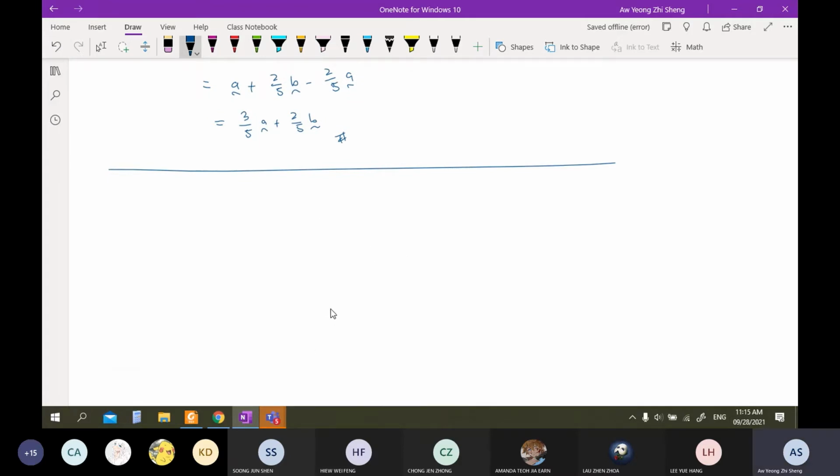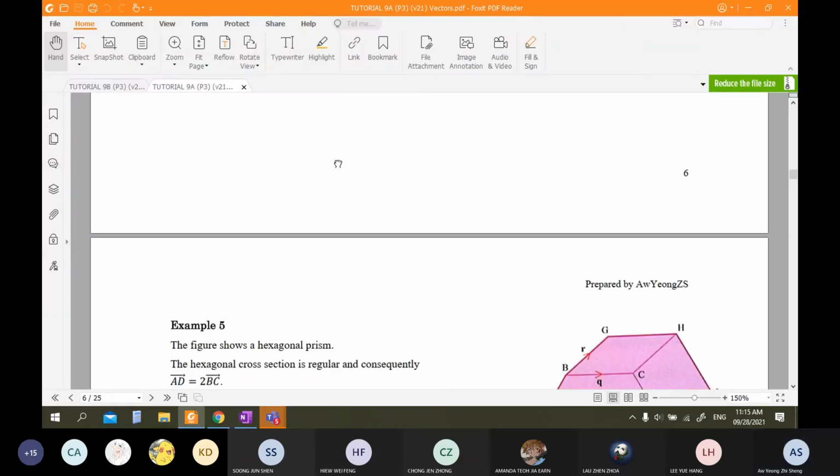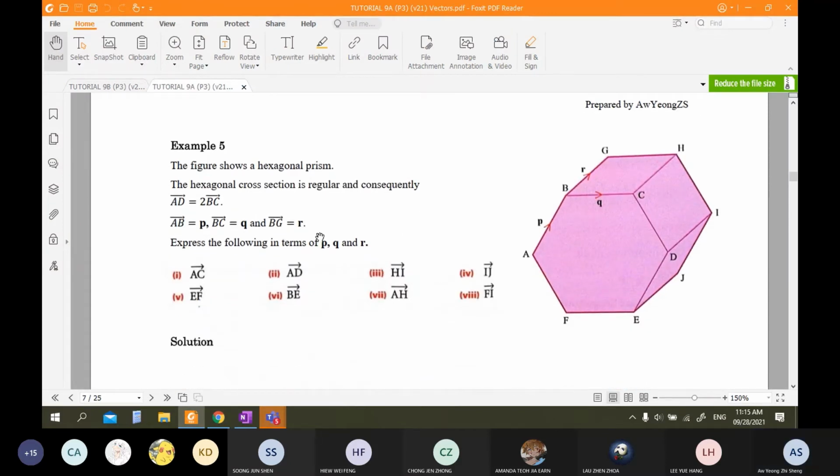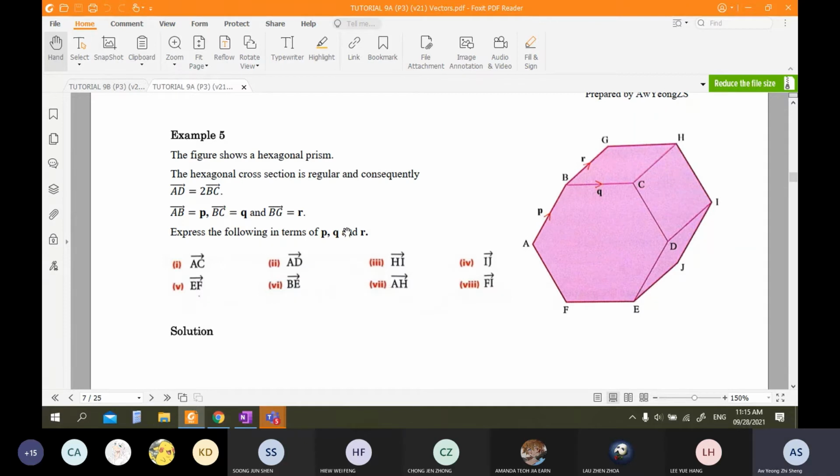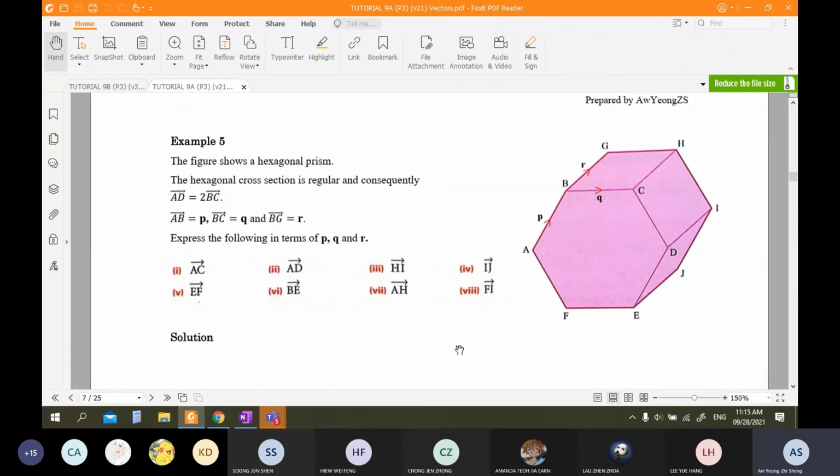Next, moving to example 5. This is just for you to practice looking at a three-dimensional diagram and write expressions for vectors based on the diagram. So you are given p, q, r in the directions as indicated in the diagram. And then they want you to express the following in terms of p, q and r.